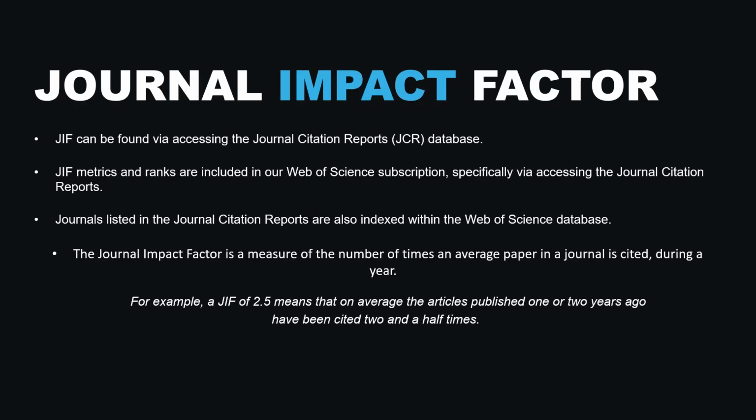The journal impact factor, commonly referred to as JIF, can be found by accessing the Journal Citation Reports database. The journal impact factor is a term produced by Clarivate, and JIF metrics and ranks are included in the website subscription, specifically via the Journal Citation Reports. Journals listed in the Journal Citation Reports are also indexed within the Web of Science database. You will see the impact factor listed in Web of Science.